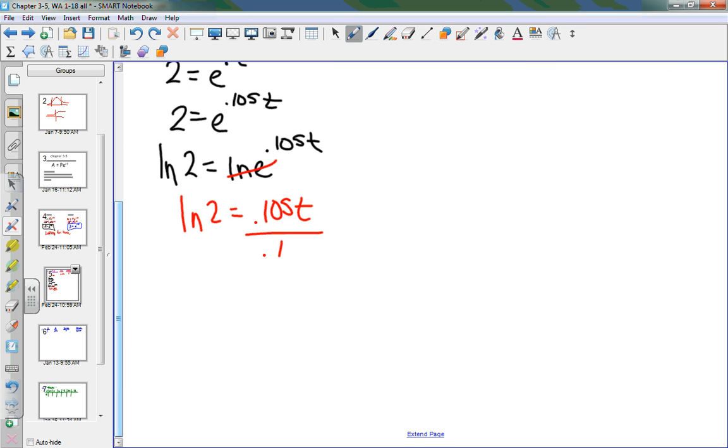Now, if I divide both sides by 0.105, how long does it take for my money to double at an interest rate of 10.5%?